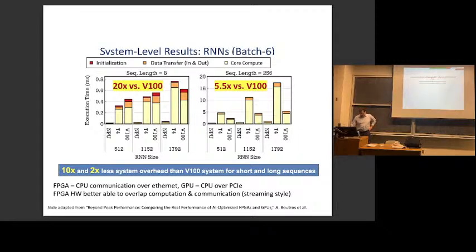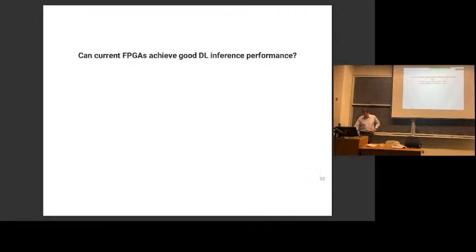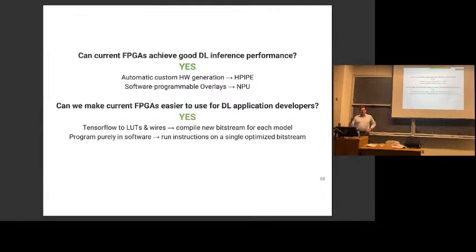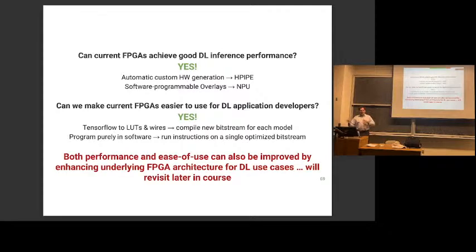Okay, so I guess final takeaways on this. Can FPGAs get good deep learning inference performance? Yes, they can. I just showed you results from HPipe and the NPU. They use two different approaches, but they both get good performance. Can you make them easier? Yes. Again, using two different approaches, a domain-specific compiler or overlays. And there is a trade-off here. There's some tension between trying to make them easy to use versus trying to make them efficient. So these hit different points.